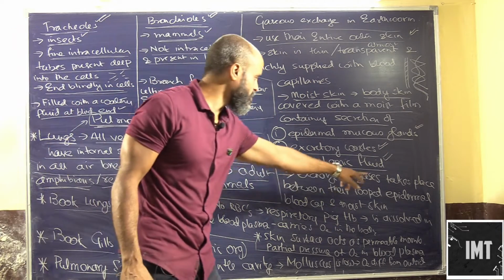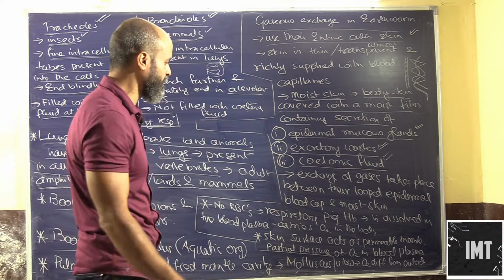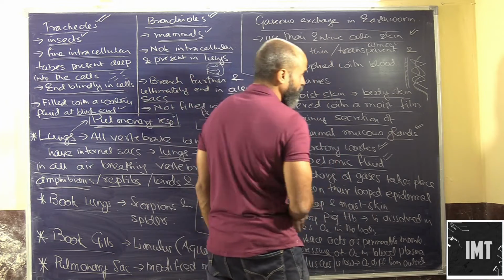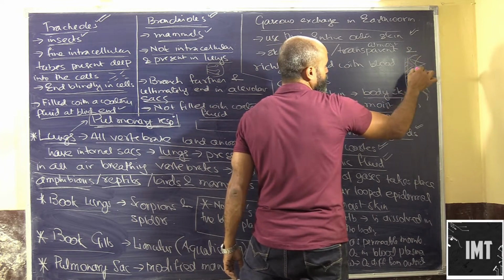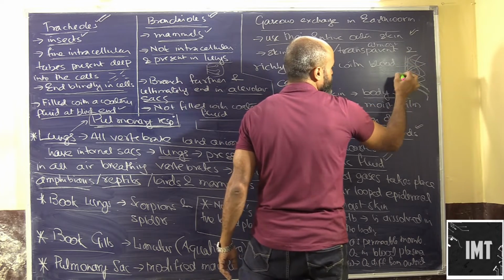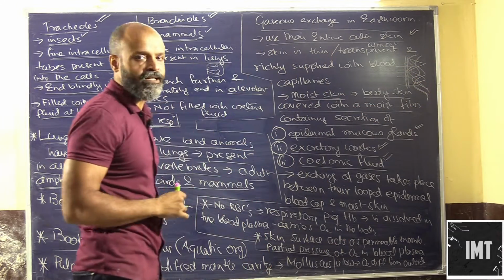The exchange of gases takes place between the looped epidermal blood capillaries and the moist skin. So the exchange of gases will basically take place between these looped blood capillaries and the moist skin. The exchange of gases directly takes place here.